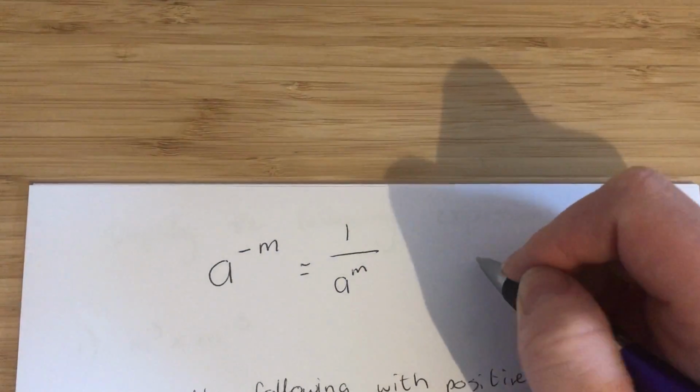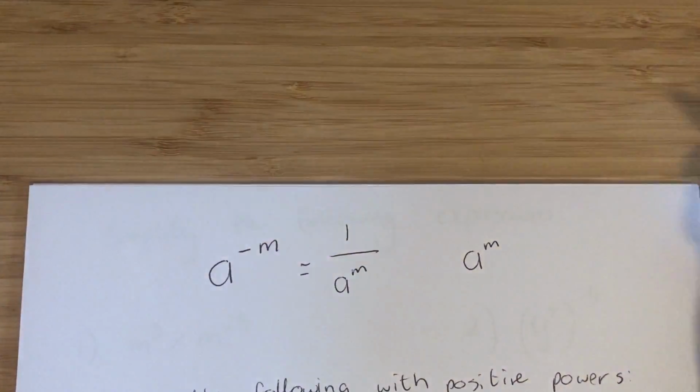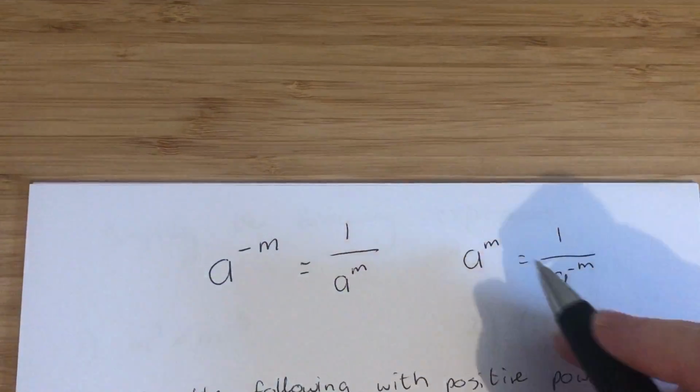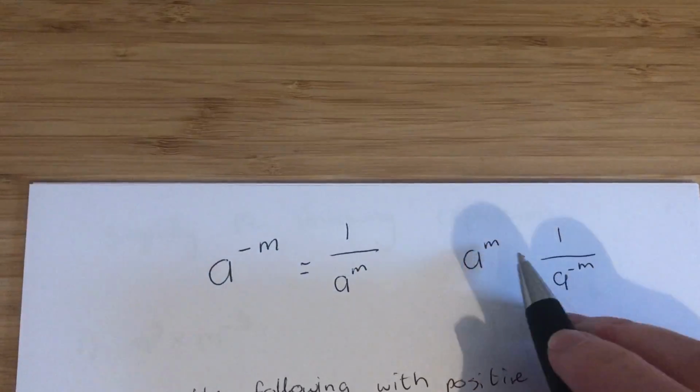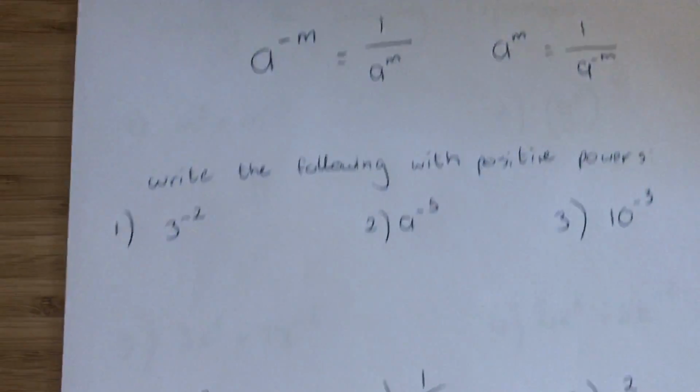That would go the other way as well. If you had a to the power of m and you wanted to write it with a negative power, it would move to the denominator. So if it moves to the denominator, it just changes symbol, positive to negative. But this one is the one we're going to use more often. So let's have a look at some examples.